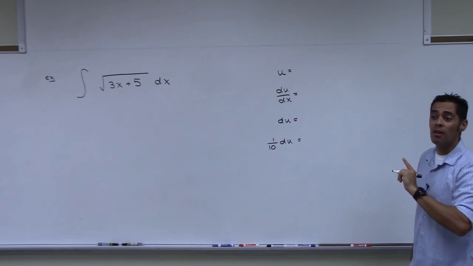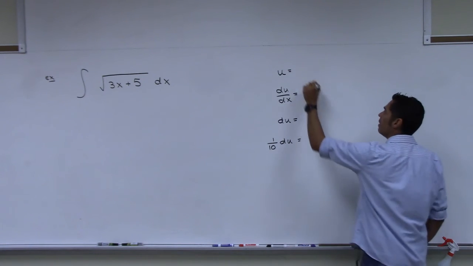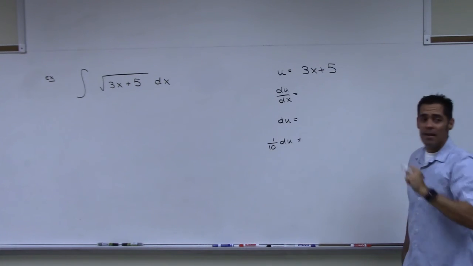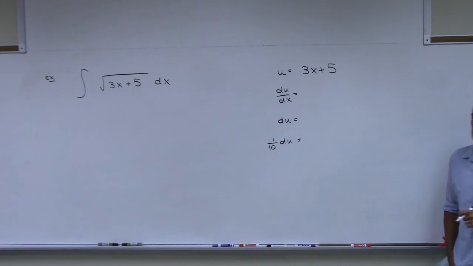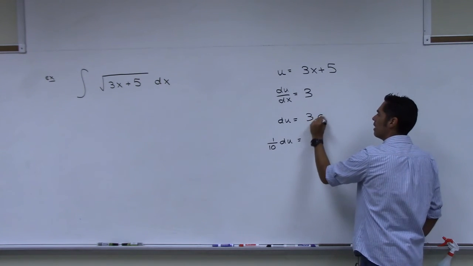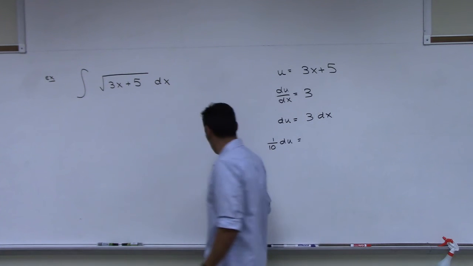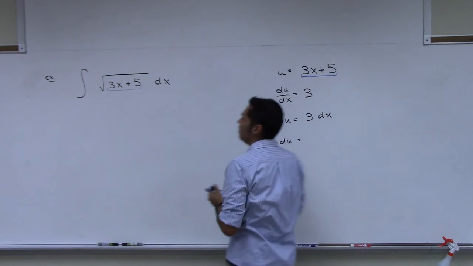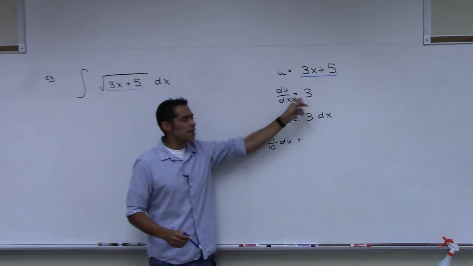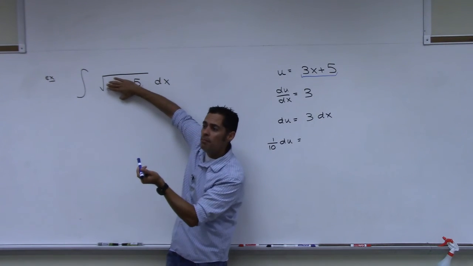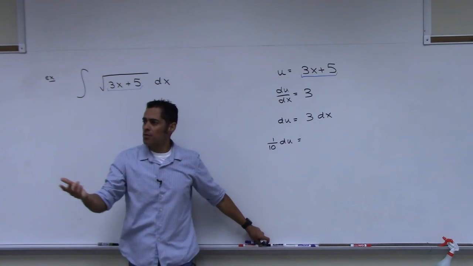Now let's see why it's correct, because the sooner you see why it's correct, the easier this becomes. 3x plus 5. What is the derivative of 3x plus 5? 3, right? And if we rewrite du, it'll become 3 dx. So coming back over here, we are going to replace this with u. That's going to be our u. Now, did we have a 3 sitting here anywhere? No, but it's okay to be off by a constant, right?